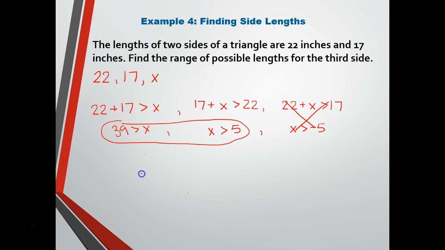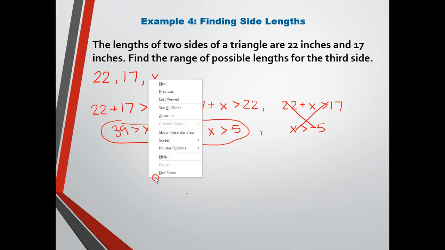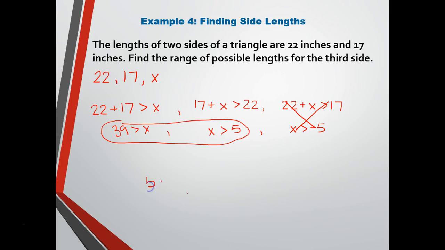And how you're going to come up with the range of possible lengths for that third side. Your third side is x, remember? So the range goes from the smallest to the largest number. So 5, and you're going to write it like this. X is between 5 and 39. That's how that inequality reads right there. There's your solution. X is between 5 and 39.